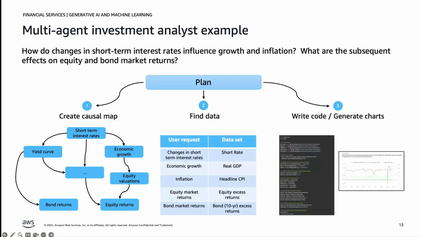And then step three, once you have all these inputs and the data set that you need to answer the question, the agent will generate the code to execute the data fetching, data processing, and analysis, and also generate the charts on the fly, dynamically, to generate the visual representation of the answer to be presented to the user.